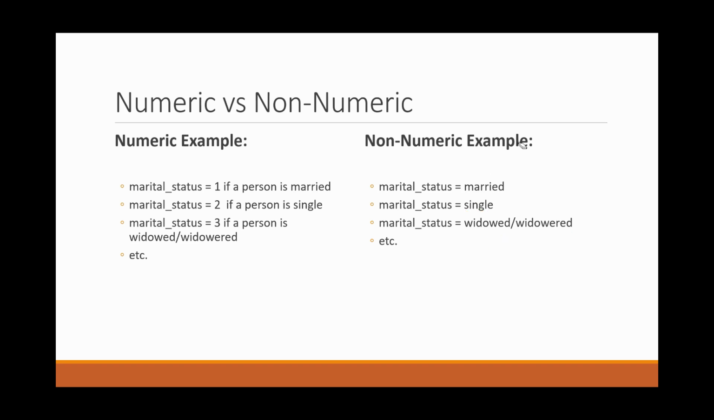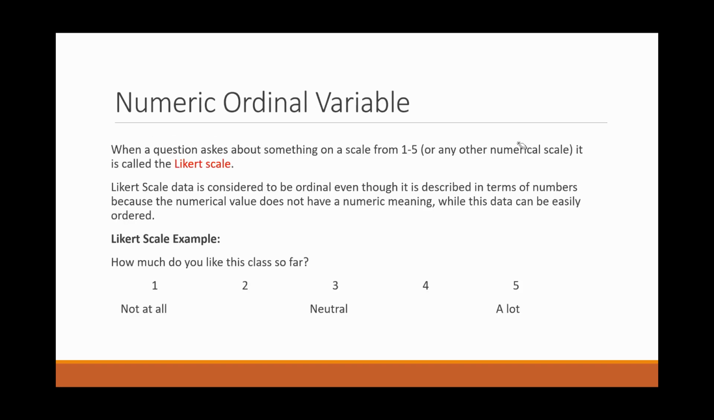Okay, so you'll want to be careful when you're looking at a data set and the variables in that data set. If you see that a data set has values that are numeric, that does not necessarily mean it's a quantitative variable. It could be a categorical variable that's using numbers as labels. Okay. All right, here's another example of a numeric categorical variable. This is an example of a numeric ordinal categorical variable.